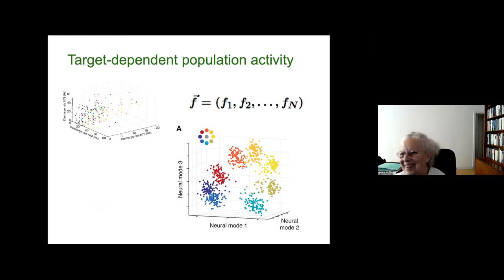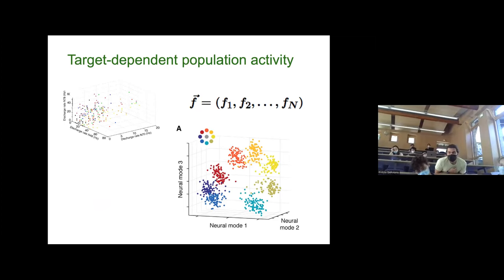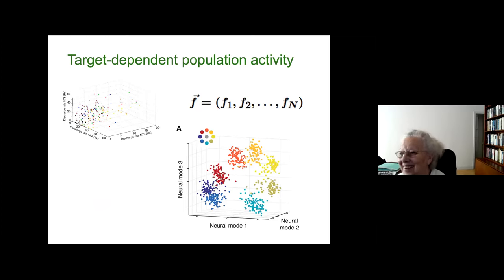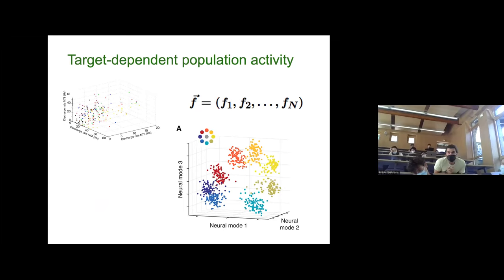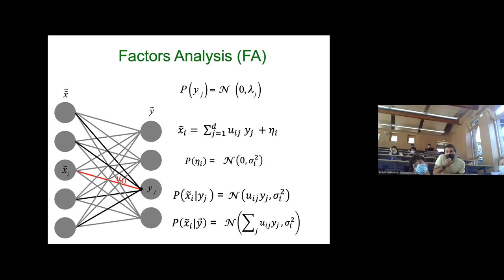Go ahead. Hi, Sara. Can you hear me from here? I hear you, yeah. Okay. Is on the previous slide about the Gaussian assumption on the y's. Is this just a way to do simpler computations, or is it justified also empirically?